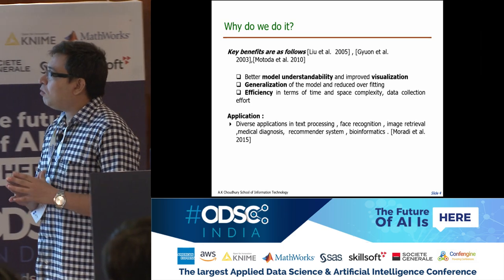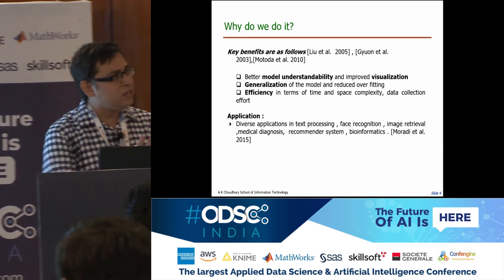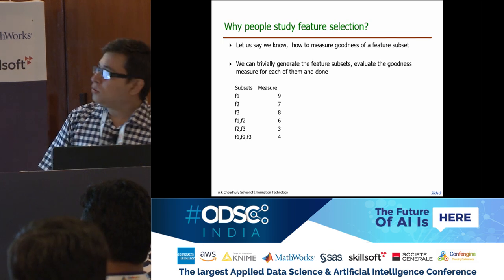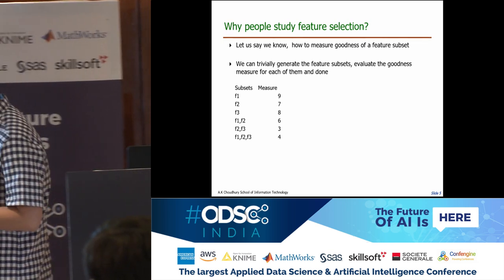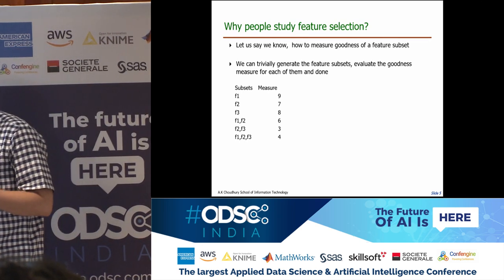So, okay, fine, but still, is it a challenging problem? It still seems quite simple. So now, how can we do that? So what are feature subsets?